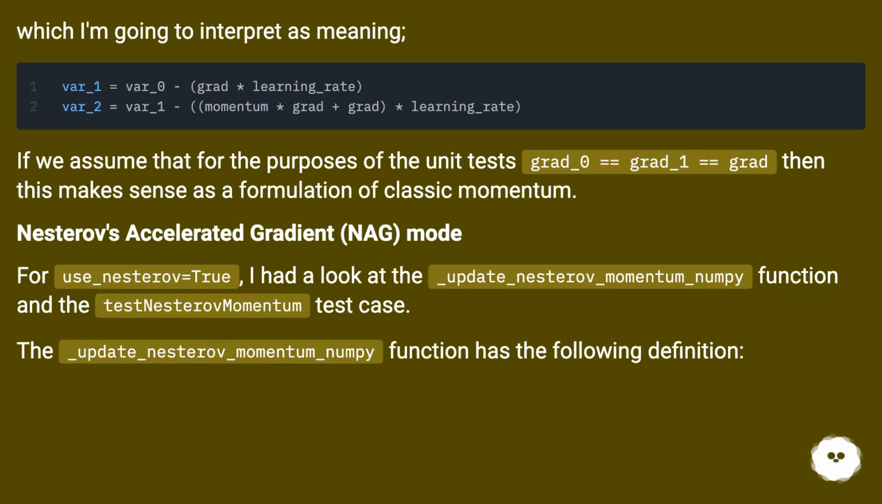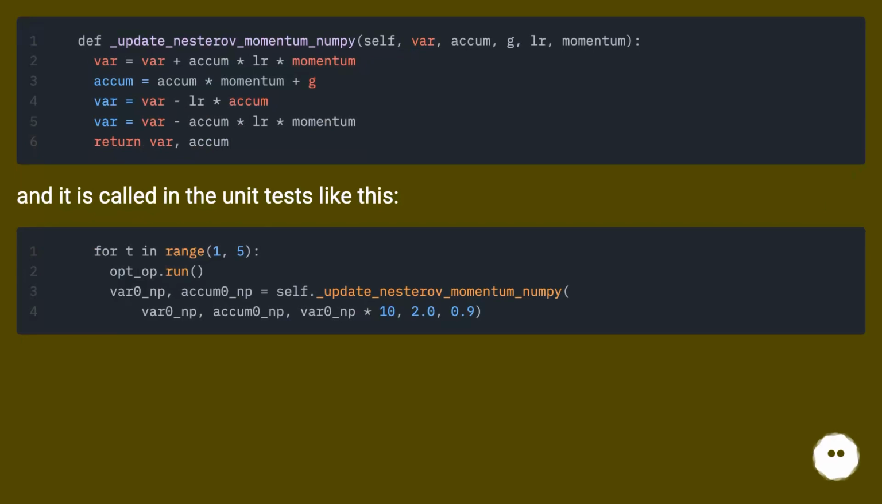Nesterov's accelerated gradient, NAG, mode. For use_nesterov equals True, I had a look at the _update_nesterov_momentum_numpy function, and the testNesterovMomentum test case. The _update_nesterov_momentum_numpy function has the following definition. And it is called in the unit tests like this.